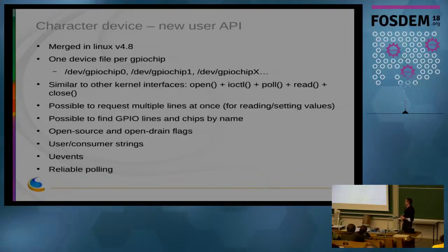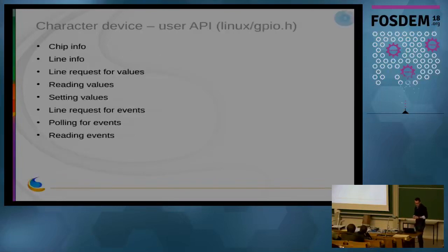Then we now actually get new events, so we can react to new chips popping up. We can change their permissions and so on. And we have reliable polling. So now we poll a file descriptor corresponding with the device file, and these events can be read with the read system call, so they are actually queued in the kernel buffer.